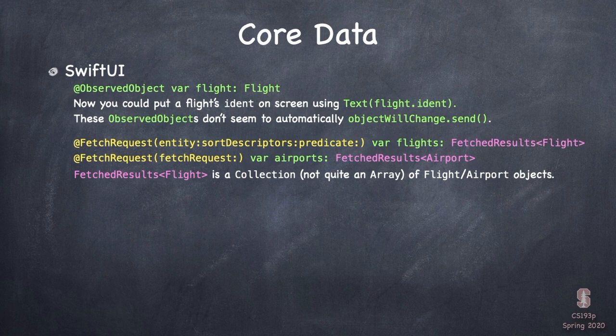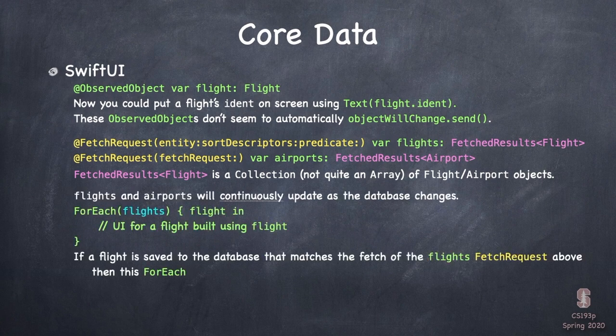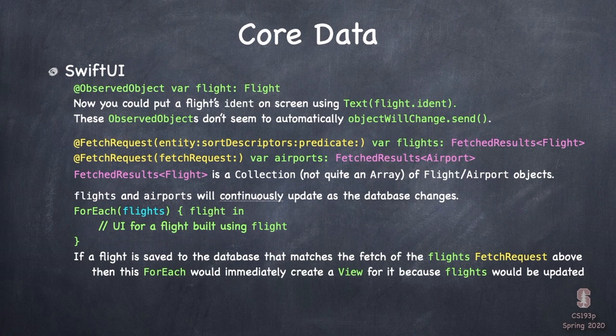And that collection is full of those kind of objects that you're fetching, flight objects or airport objects. Now, what's cool about this var that you're creating here, flights or airports, is that it's continuously trying to fetch that fetch request. All right, this is not a one-time fetch where it's going to fetch that and give you the results. It's continuously doing this fetch. It's like a standing query.